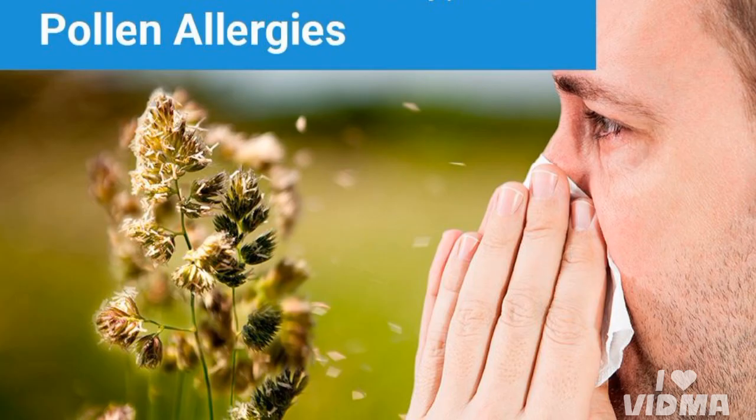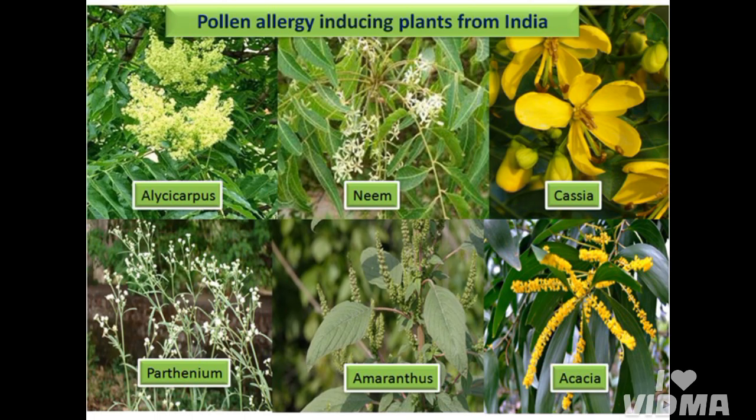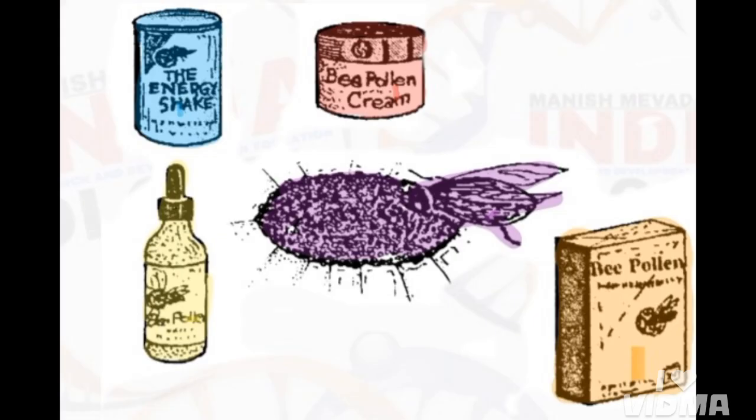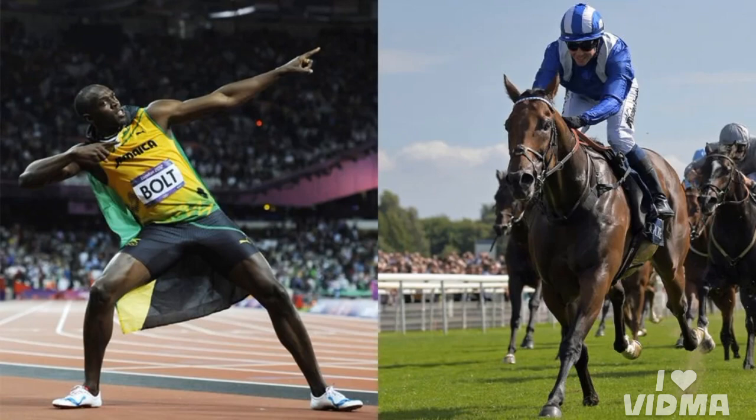Now studying pollen allergy. Pollen grains of many species cause severe allergies and bronchial afflictions in some people, often leading to chronic respiratory disorders like asthma and bronchitis. Examples of plants causing pollen allergy are Parthenium, commonly known as carrot grass, and Amaranthus and Chenopodium. Pollen products: pollen products are rich in nutrients. Consumption of pollen is claimed to increase the performance of athletes and race horses.